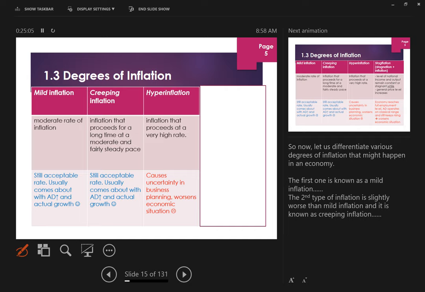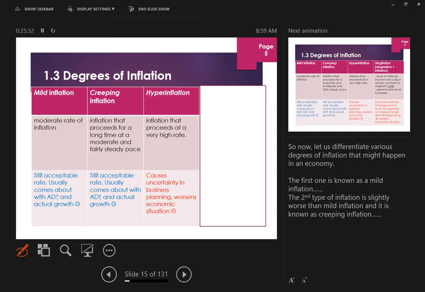Why is it that we want to avoid such hyperinflation? It's because hyperinflation causes uncertainty in business planning and in making decisions, and all this worsens your economic situation. To give you greater clarity and understanding about what hyperinflation is, I will show you two videos later on.